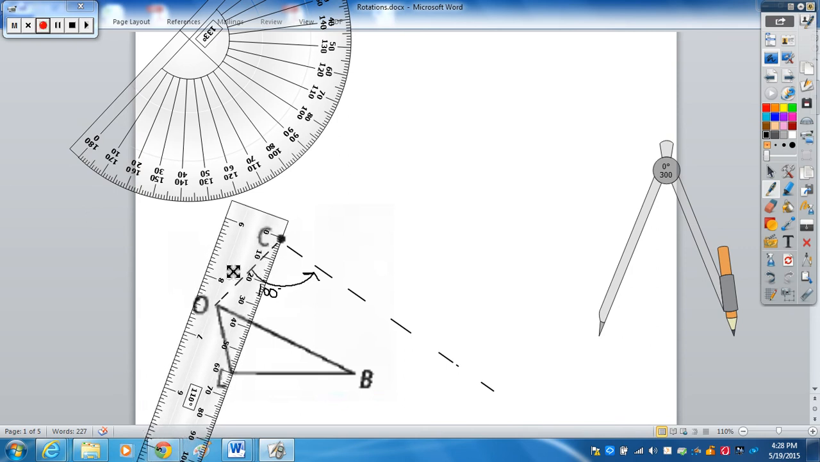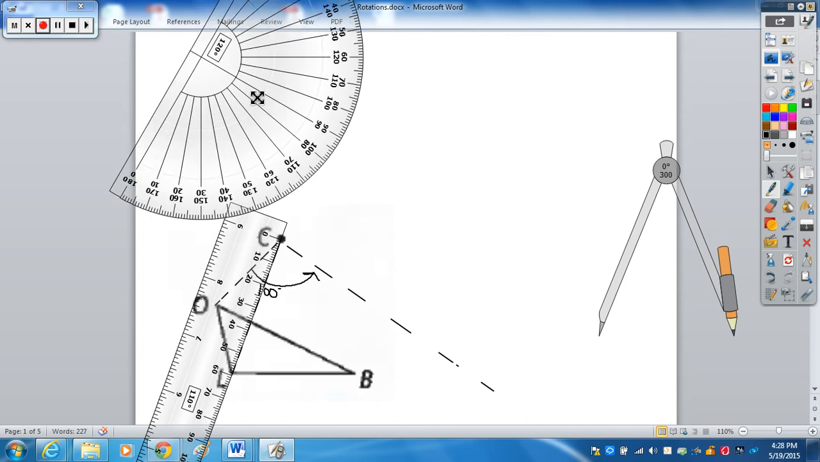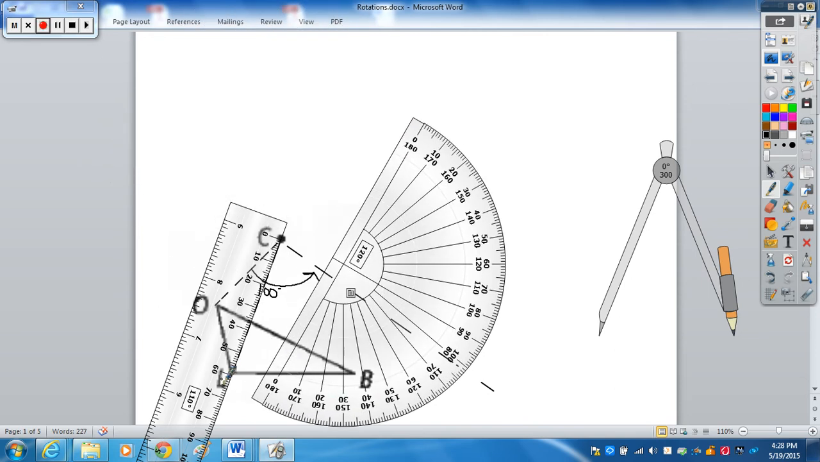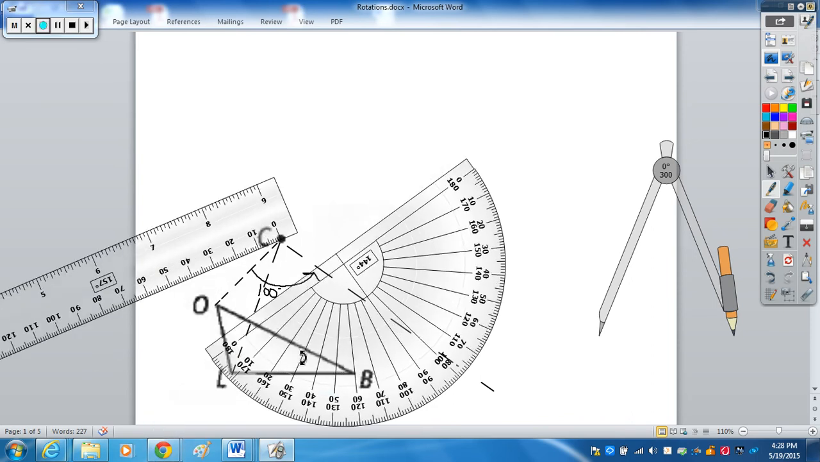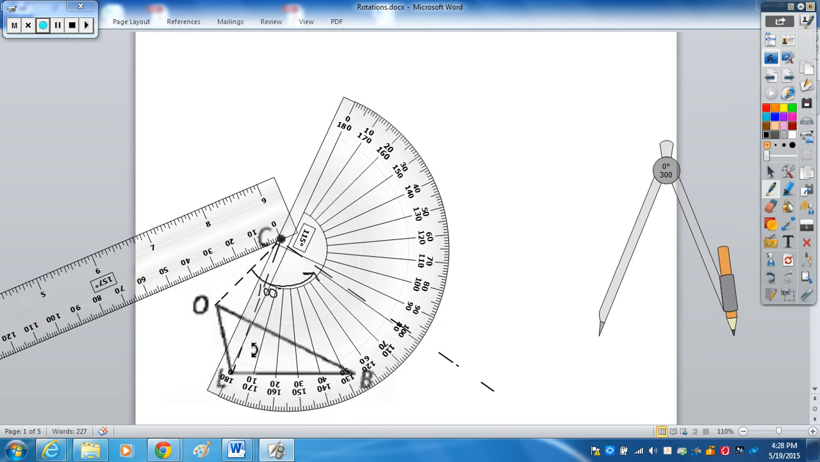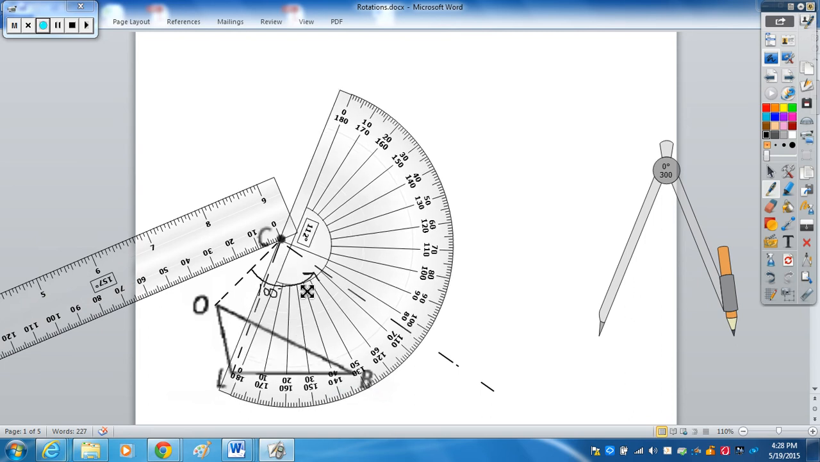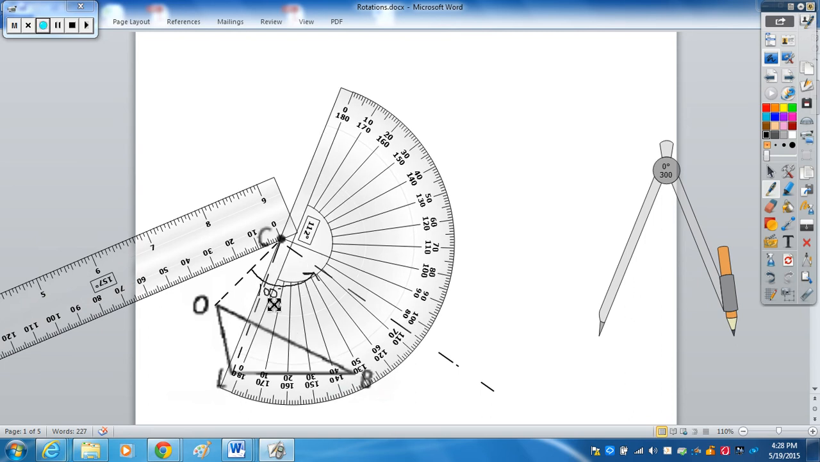So go ahead and take this line right here. There's 100 degrees, or my baseline right there. And I'm going to put it right on my center. And I'm going to find 100 degrees from this line right here. Oh, that's not on my center, is it? There it is. 100 degrees.